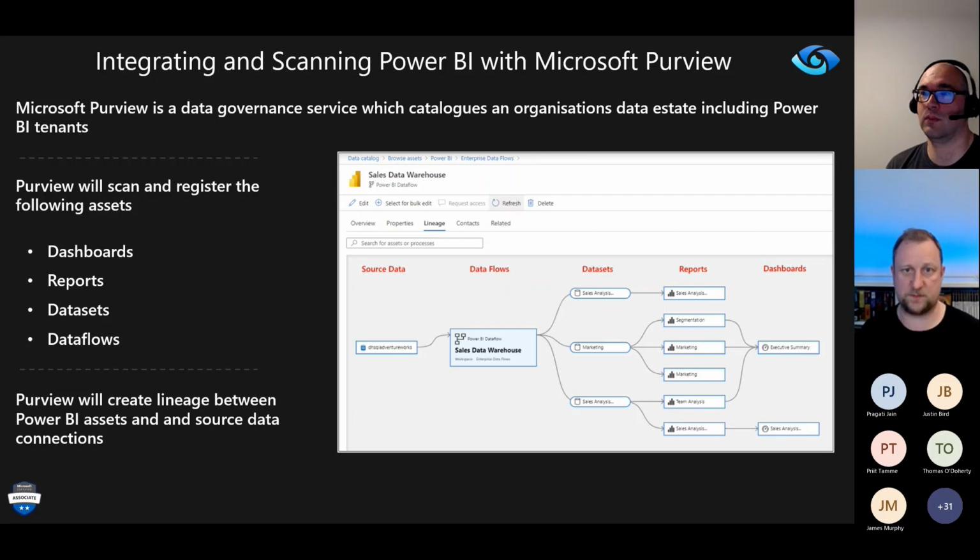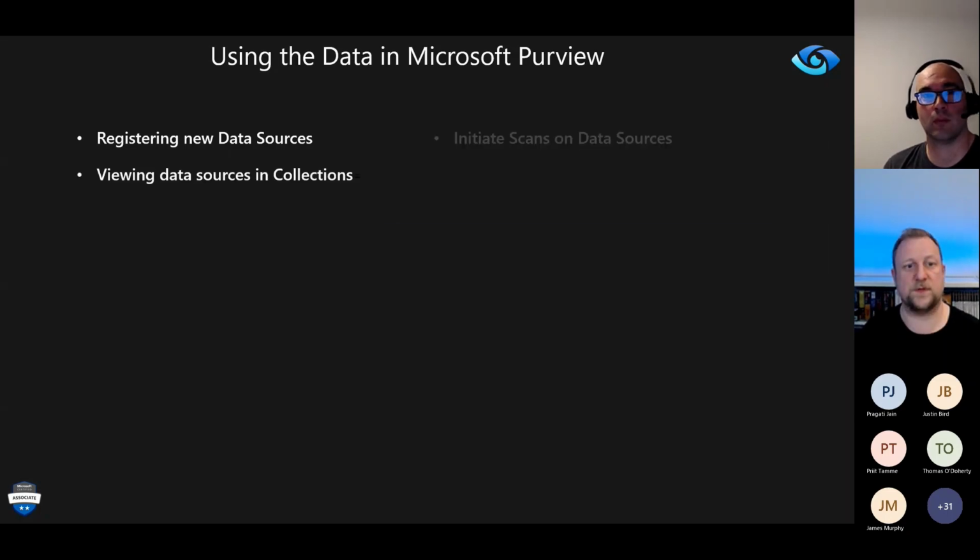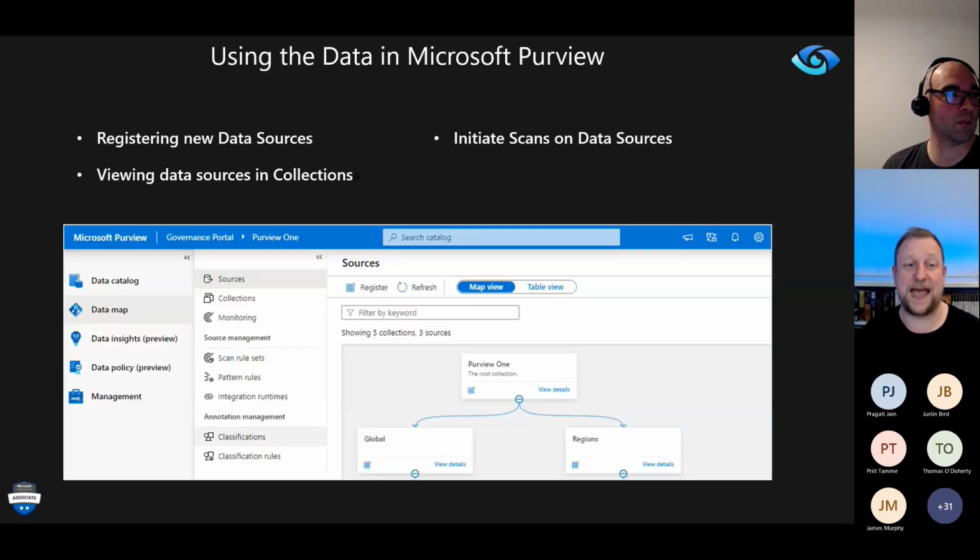Now the red writing is just me augmenting the screenshot with what those objects are. So dashboards, reports, data sets and data flows are tagged as assets within Purview. So in terms of the two areas, we've got the data map in Purview. Now the data map is where you go to register the data sources.